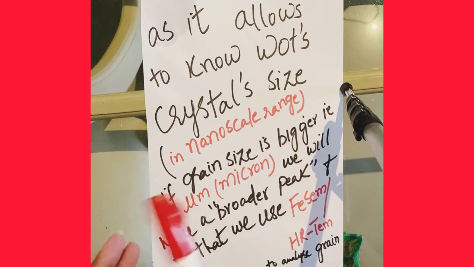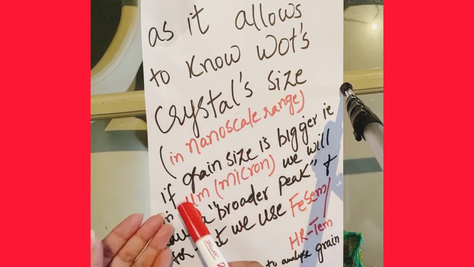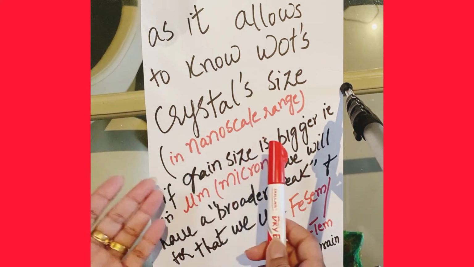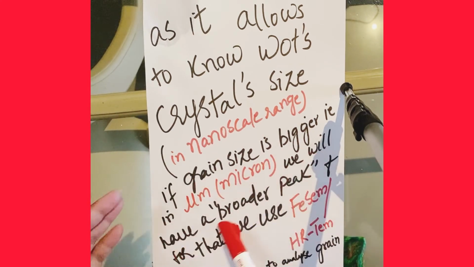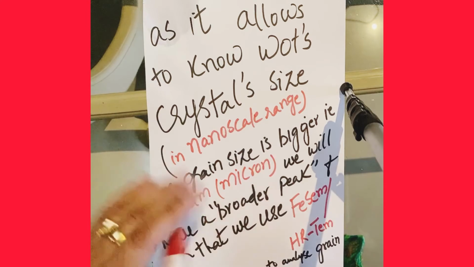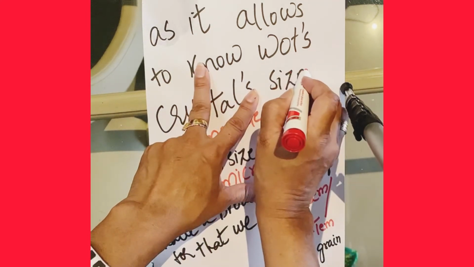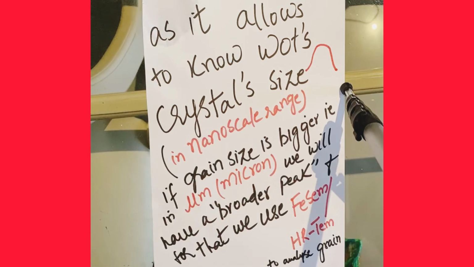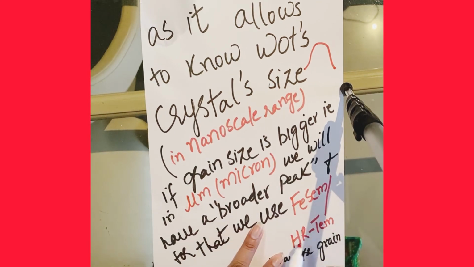And if the size is a little bit bigger, that is if the grain size is bigger, in microns, that is micrometers, we will have a broader peak. The peak would be a little more broad, like this. And for that we use FESEM and HRTEM to analyze that grain.